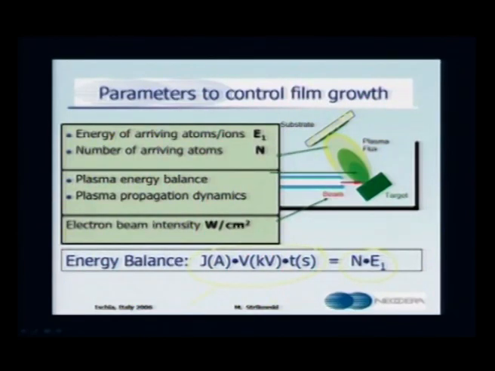Therefore, for every given material you need to make sure that you have a proper energy balance, because the way you evaporate zinc oxide will be quite different from the way you evaporate nickel, for example, a metallic material. If you want to ablate aluminum oxide, then you need to have a proper energy balance. So depending on the band gap of the target material and the energy balance that you choose, you can optimize the plume or the plasma flux.